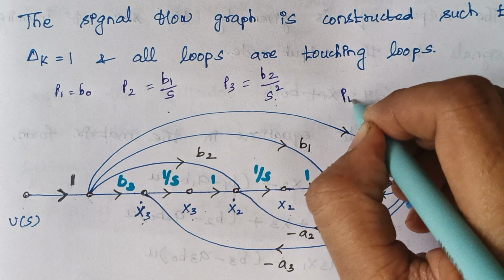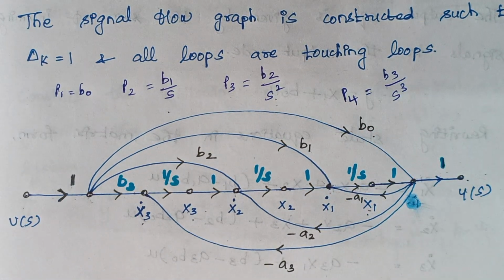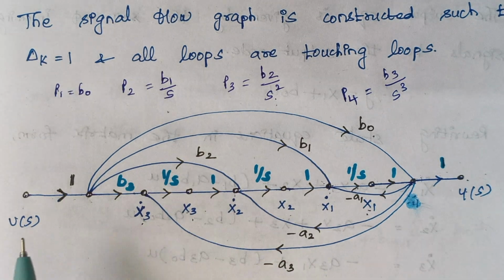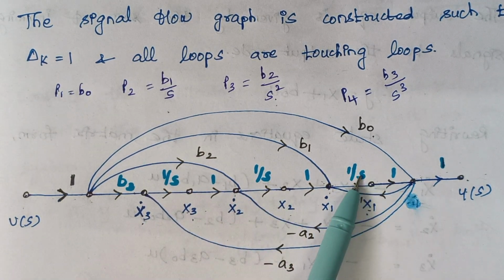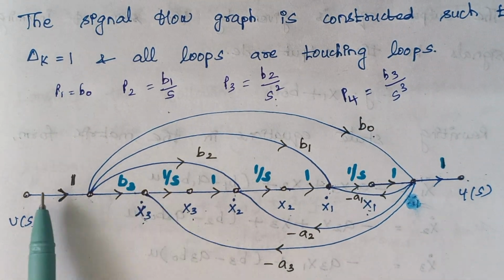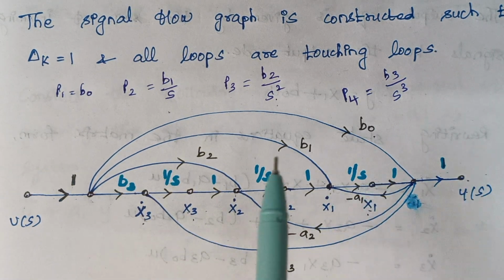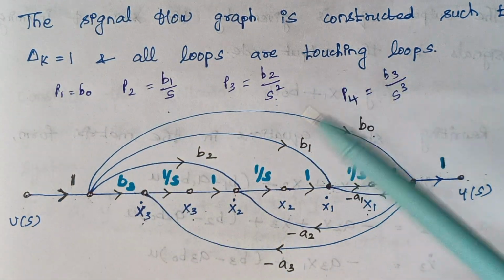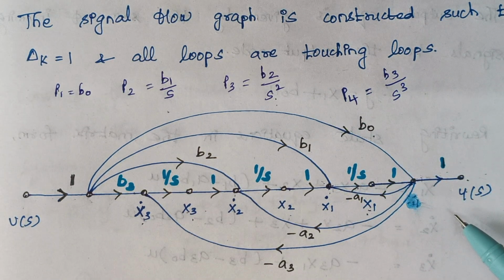And the final forward path gain is b3 by s cube, right? So here in this case, you see I'm having 1 by s into 1 by s into 1 by s. So the thing what I need is b3. So here I am having b3, and this is your fourth forward path, right? Only with the help of this forward path we are drawing this signal flow graph. Am I making things clear?